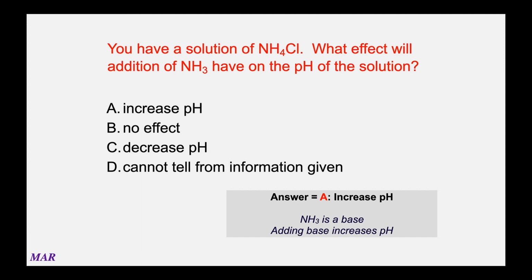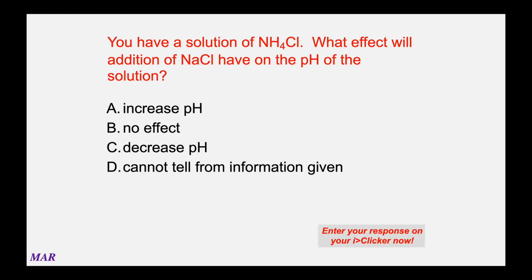That's literally it. If we would have added an acid, it would have decreased the pH, and there are some compounds that don't affect pH too, but ammonia is definitely going to increase the pH. We have a solution of ammonium chloride. What effect will the addition of NaCl have on the pH of the solution? And like before, maybe it's going to increase the pH, maybe have no effect, maybe decrease the pH, or maybe we can't tell. So try this problem.